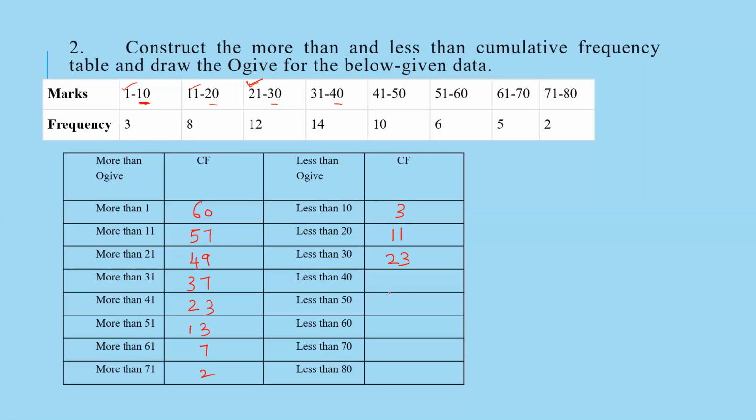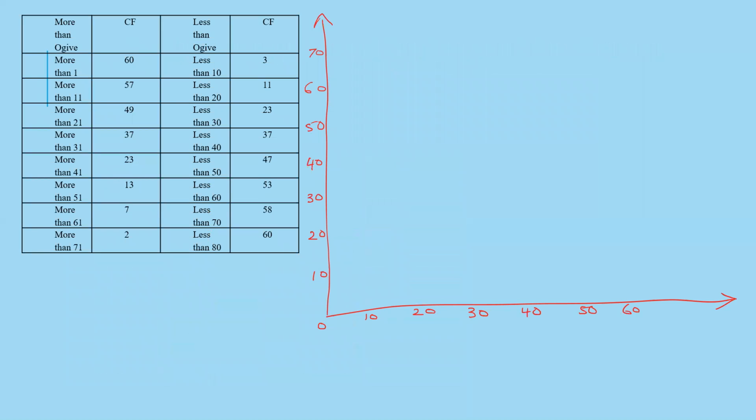So in the similar way, we are going to calculate the values for the other less than ogive table. So this is going to be 53, 58 and 60. So once the table has been prepared, now drawing the more than and less than ogive is going to be very simple. Now I'm going to take this table forward to my next slide. Okay, the same what we had calculated in the previous slide. Now you need to draw the ogive.